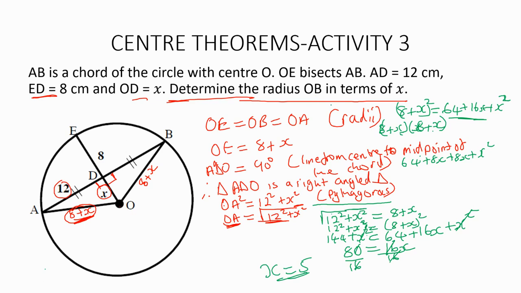I've answered everything. What have I done here? Sorry, learners, but I've answered everything for you. This was the answer for this question: determine the radius OB in terms of x. I got too excited, but it's fine. I really hope that now you can do this. Let's go to the next slide.